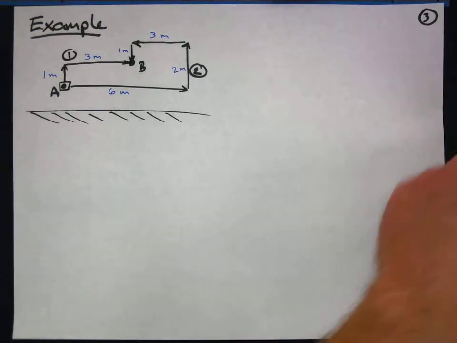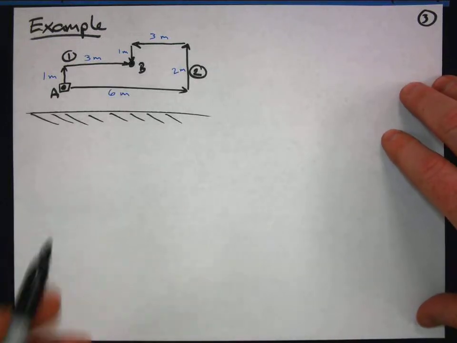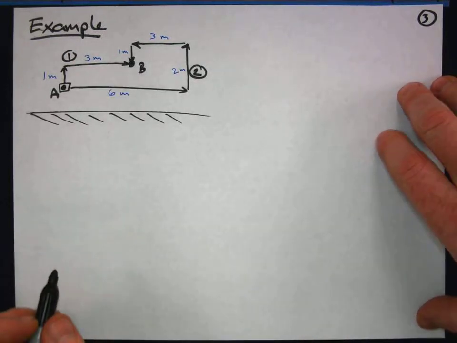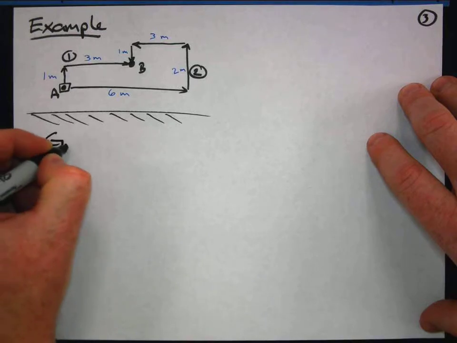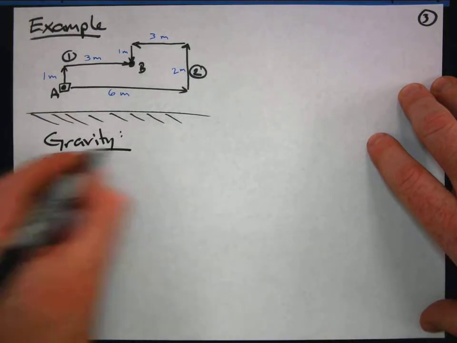So now what's happening in terms of the work done on each of these pathways? We're going to focus on the work done by gravity. Let's see what gravity is doing across or along each of these pathways.